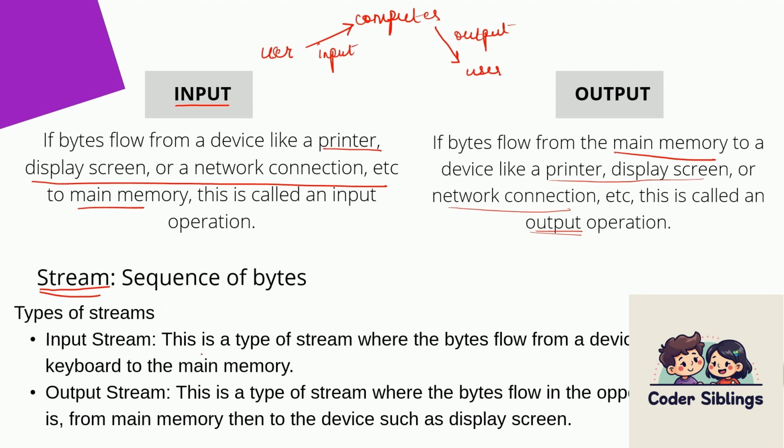Now the input stream is a type of stream where the bytes flow from a device such as a keyboard onto the main memory. Whereas in the case of the output stream, the bytes flow in the opposite direction, that is, from the main memory to a device such as the display screen. Right?